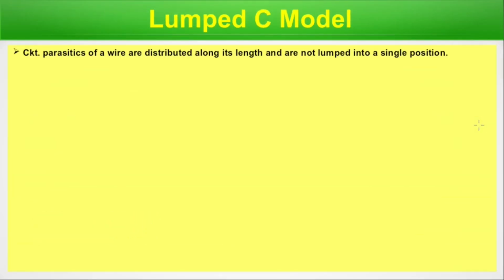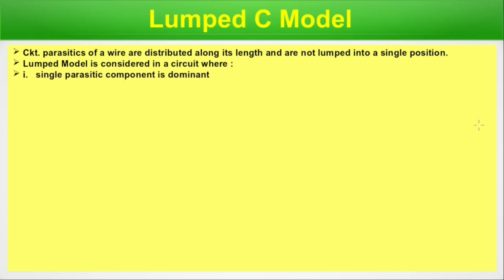Now, lumped C model. Circuit parasitics of a wire are distributed along its length and are not lumped into a single position. So at every point, when a signal travels from one point to another, it faces the effect of parasitics at each point. Although for our ease of work, we adopt some models. One of them is the lumped C model. Although we know the parasitic is not lumped into a single position, we still follow such a rule for ease of calculation.